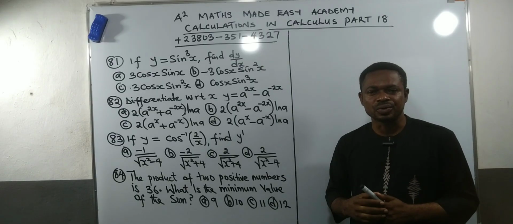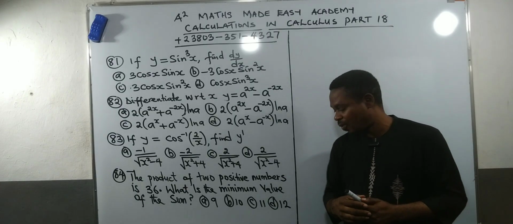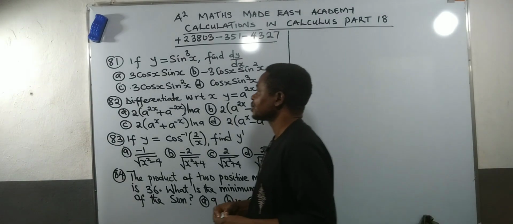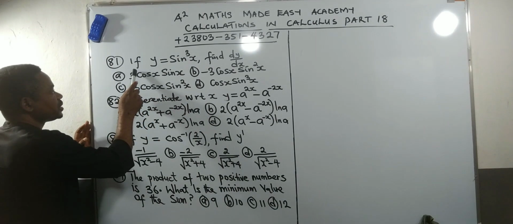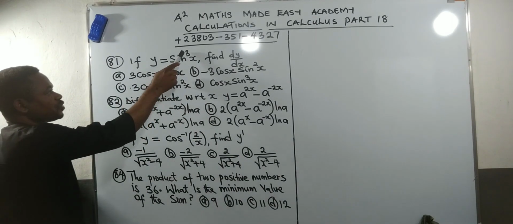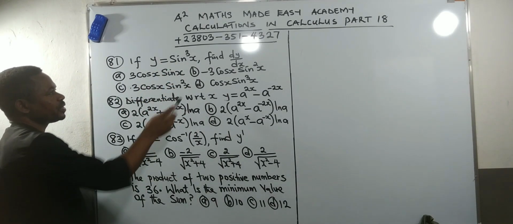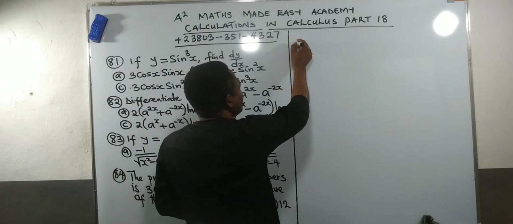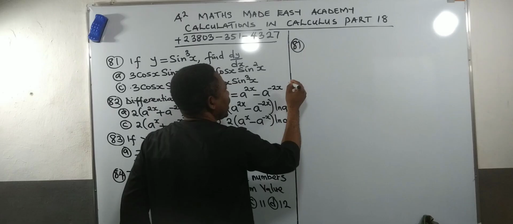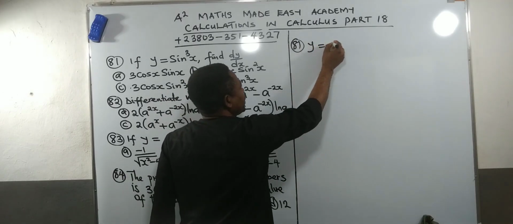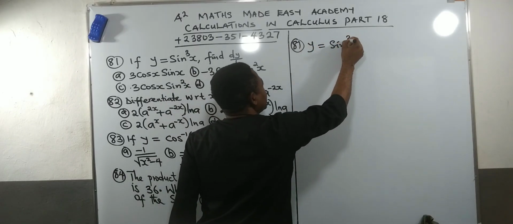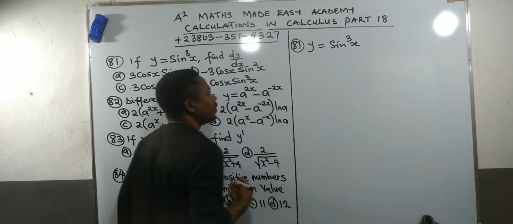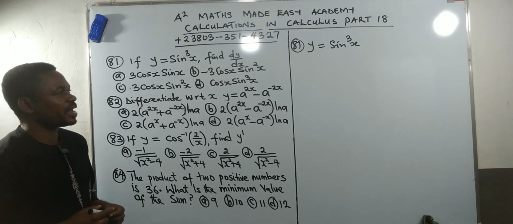Can we continue? Question number 81. Look at the question. The question says that if y is sine raised to the power of 3 of x, find dy/dx. We are looking at number 81, and the question is that if y is sine raised to the power of 3 of x, find dy/dx.